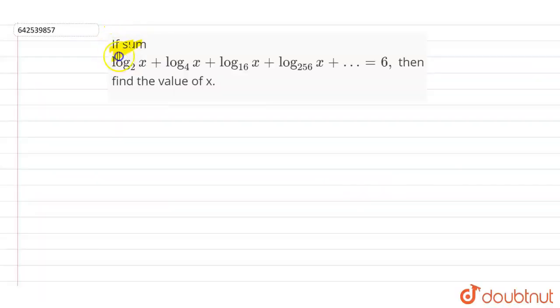So my question is: if log x to the base 2 plus log x to the base 4 plus log x to the base 16 plus log x to the base 256 plus up to infinity equal to 6, then find the value of x. Okay, so for finding the value of x, we have to first write here the complete equation.